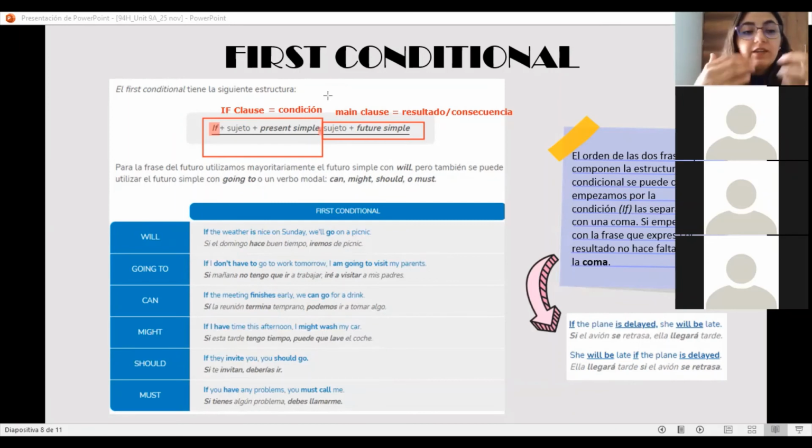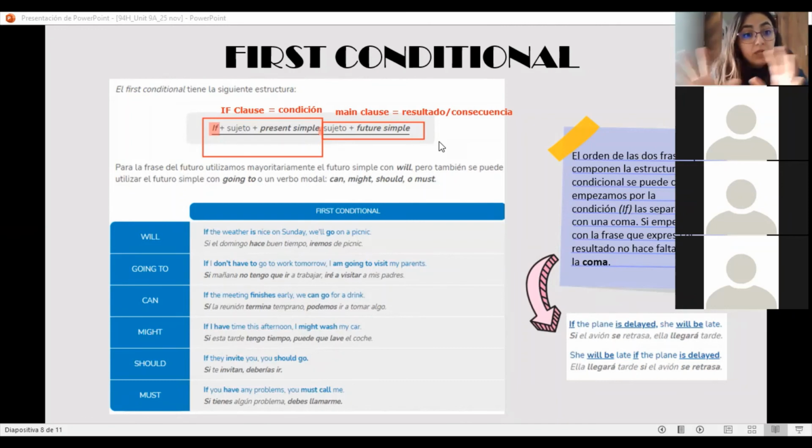El significado no se va a alterar, no se va a modificar, pero es muy importante que si empiezan con if, utilicen una coma para separar ambas oraciones. ¿Sí? No sucede lo mismo si es que empezamos con la main clause. Si ustedes empiezan con el resultado, la consecuencia, no necesitan poner una coma. Very important is that in the consequence, in the main clause, sí, lo importante es que en la segunda parte de la oración, es decir, en la main clause, siempre va a estar en futuro, ¿sí?